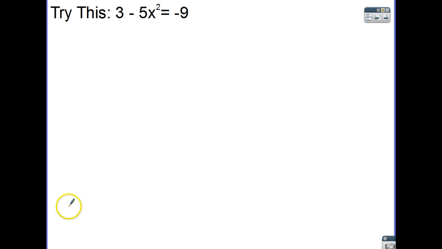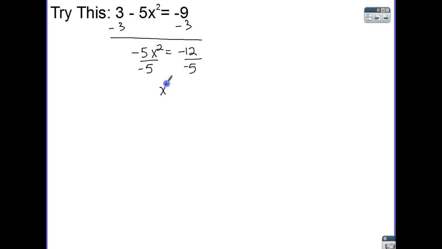Okay, try this one. Same thing here. We don't have the x to the first term, so we'll isolate x squared. We'll start by subtracting 3 from both sides, and don't forget this sign now, so it comes down with the 5. We get negative 5x squared is equal to negative 12. We divide by negative 5 to get x squared by itself. We get x squared is equal to, negative over negative is positive, and we've got a fraction here.